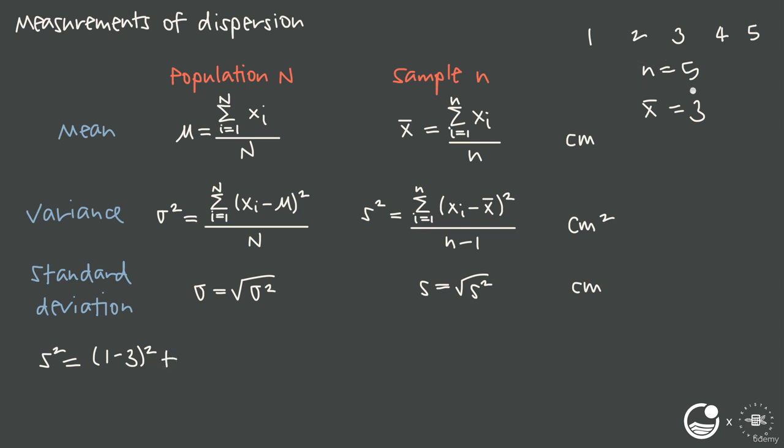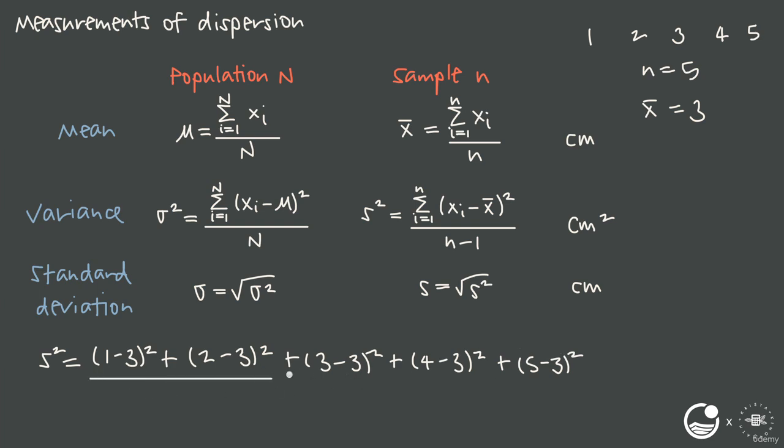So next we have 2 minus 3 quantity squared. Then we take our third data point and we get 3 minus 3 quantity squared. And then our fourth data point. And then our last data point, 5 minus 3 quantity squared. So this is the sum of all of the squared deviations. And then we're going to divide that by n minus 1 for sample variance.